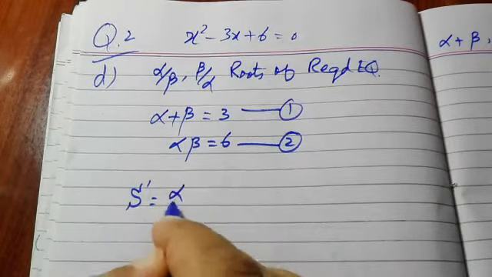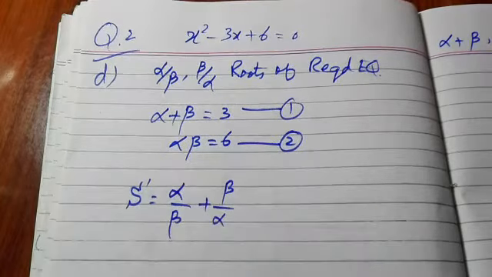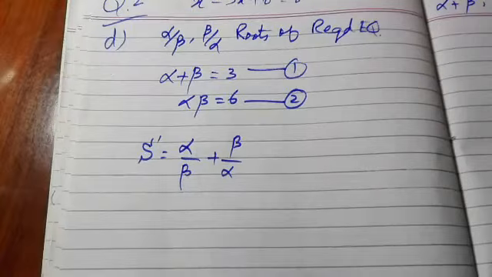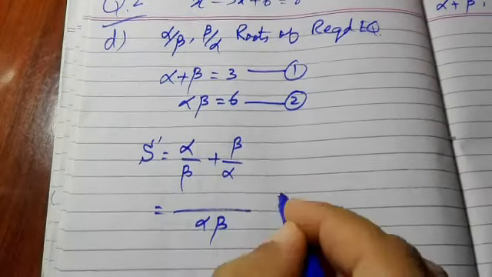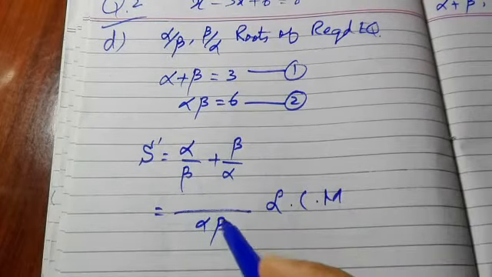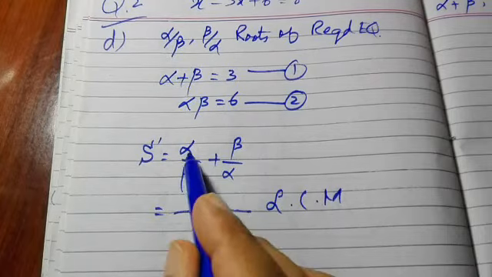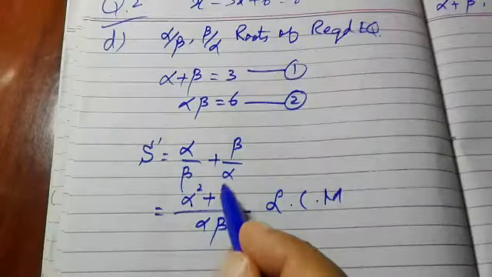Alpha over beta plus beta over alpha. You will find the LCM, and in the LCM you will see that beta will be cancelled by beta and alpha will be multiplied by alpha, it will become alpha square. Similarly, alphas will be cancelled and you will get beta square.